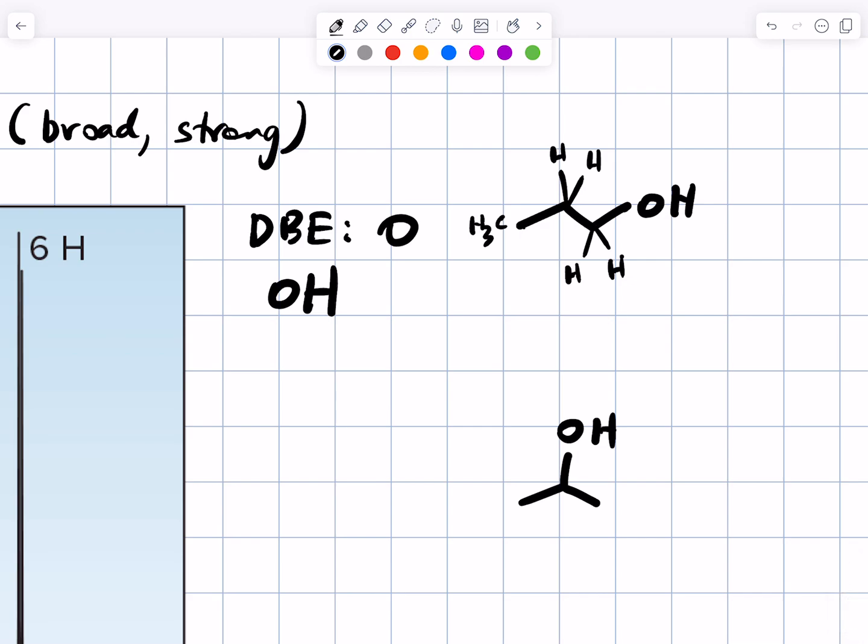Four. The OH proton is 1. These two CH2s are enantiotopic. They're identical. These two CH2s are enantiotopic. They're identical. And these methyl protons are homotopic. They're identical. So, if it were this 1-propanol, I would expect 4 NMR signals.